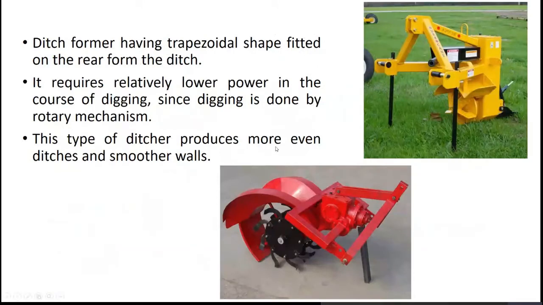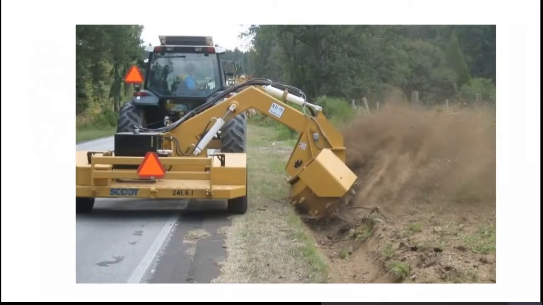This type of ditcher produces more even ditches and smoother walls. Why? Because these rotary members are there. That's why they can produce even ditch and the walls are also smooth. So you see one example. It can also be fitted in this way.